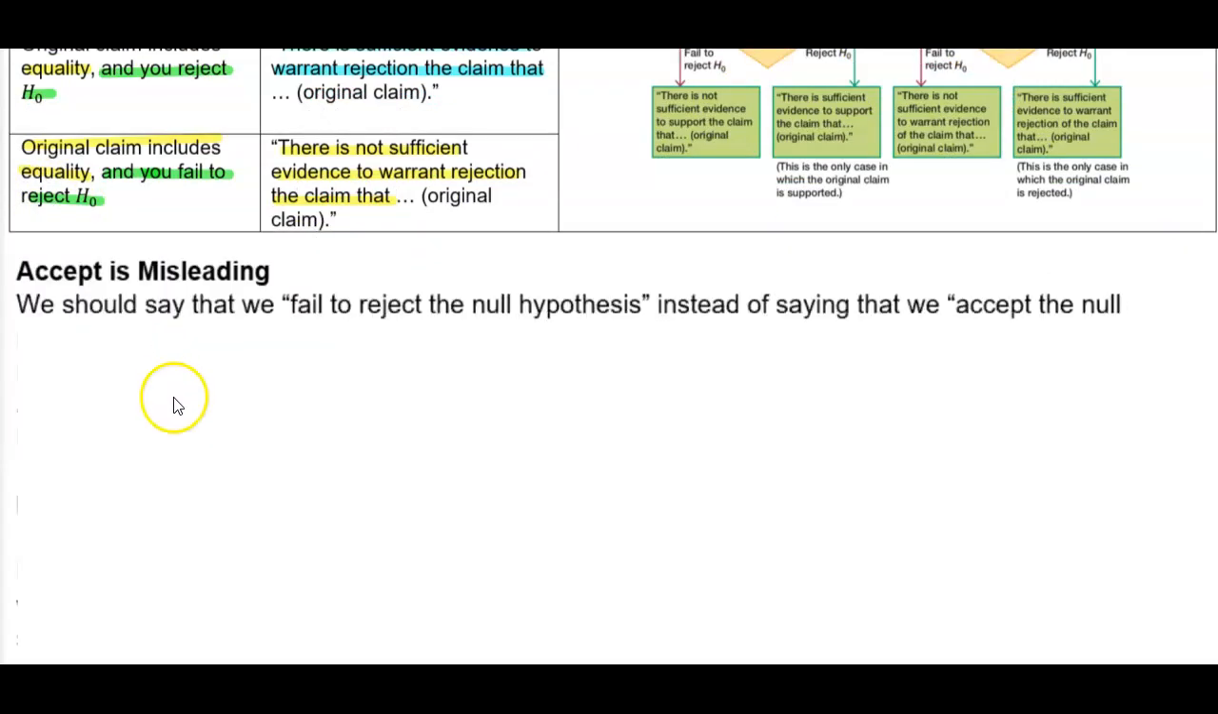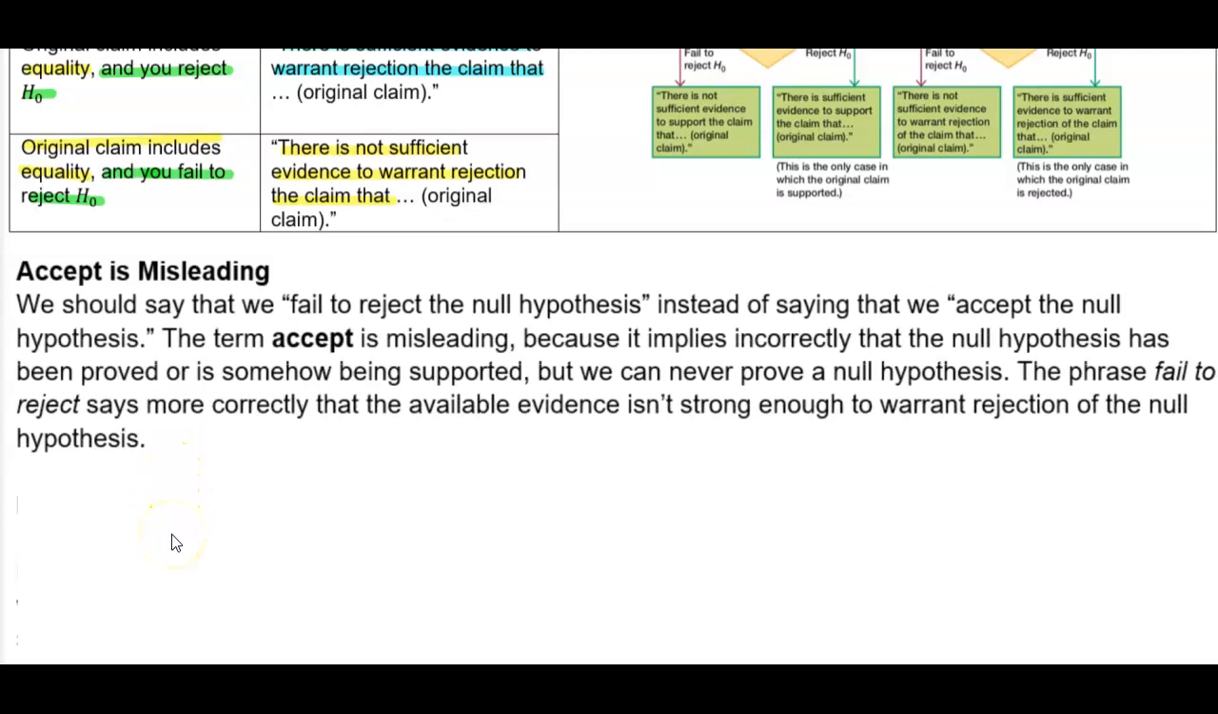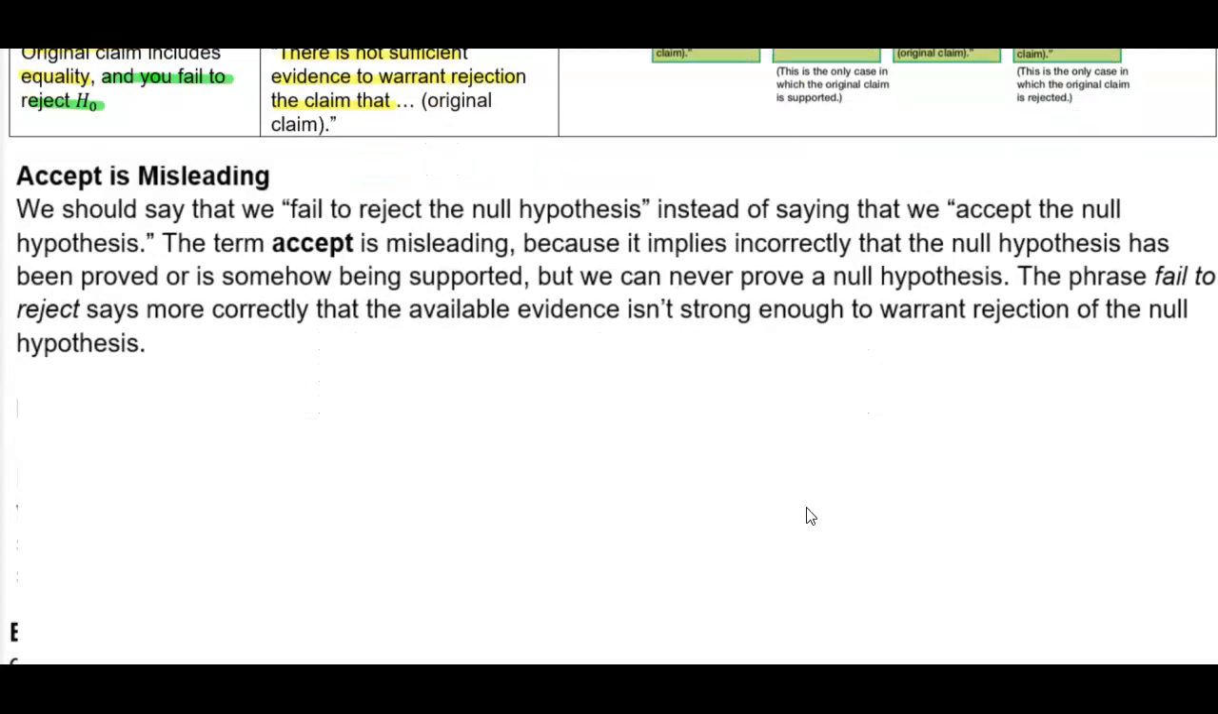Now, accept is misleading. We should say that we fail to reject the null hypothesis instead of saying that we accept the null hypothesis. The term accept is misleading because it implies incorrectly that the null hypothesis has been proved or is somehow being supported, but we can never prove a null hypothesis. The phrase fail to reject says more correctly that the available evidence isn't strong enough to warrant rejection of the null hypothesis.